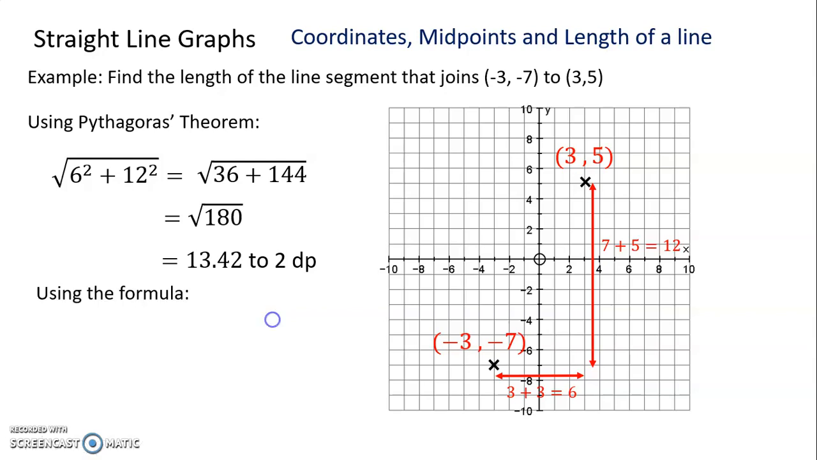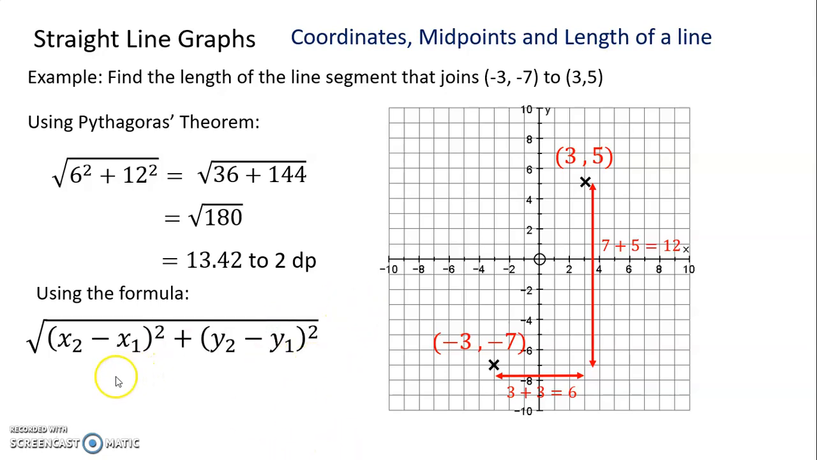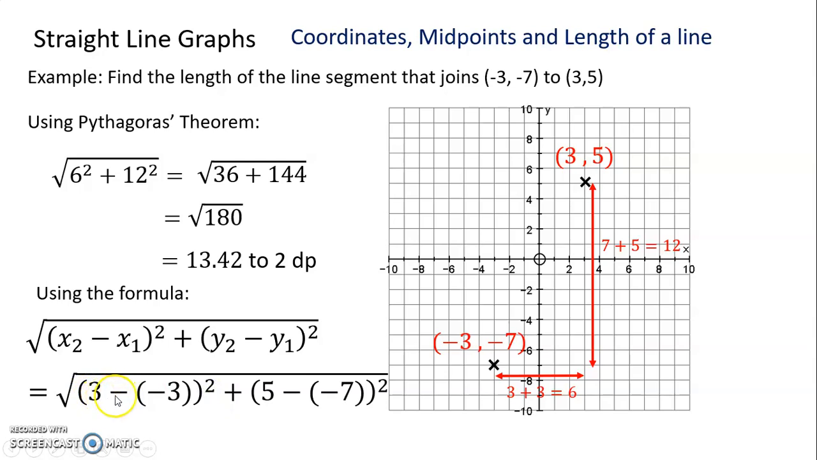Now, if you're going to use the formula, that's fine. But when I put in my x1 and my y1, I have to put in -3 and -7. So I end up with 3 minus -3. And that is going to become 3 plus 3. And here, 5 minus -7 is going to become 5 plus 7. And that's how come I get the same answers as I've got on my grid over here. So I end up with a 6 squared plus 12 squared, just like I did up here. And from here on, it's going to be exactly the same working as I've got up here.